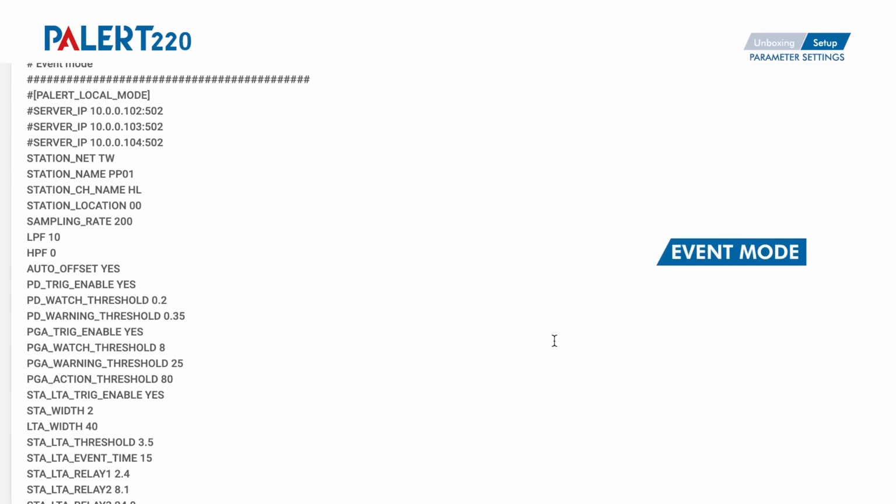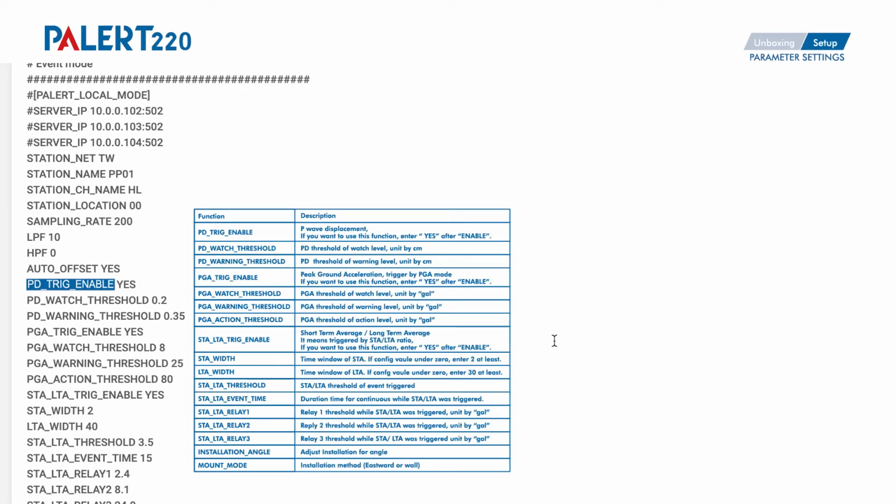Next is event mode setting, and we'll introduce the trigger mode. PD trig enable, P wave displacement. If you want to use this function, enter yes after enable. PD watch threshold, PD threshold of watch level, unit by gal. PD warning threshold, PD threshold of warning level, unit by gal.